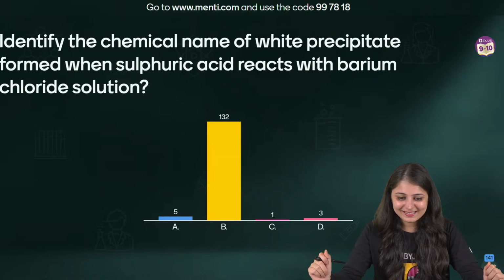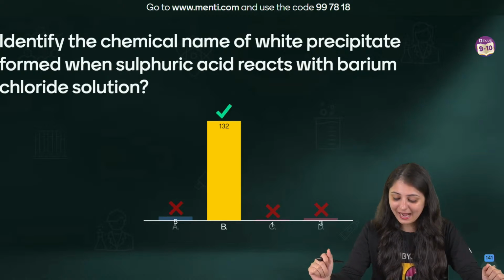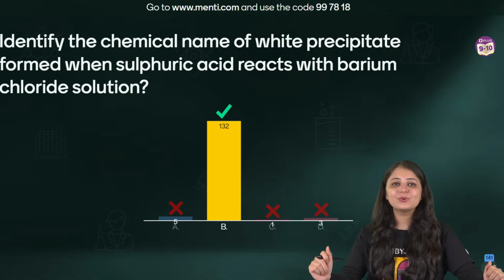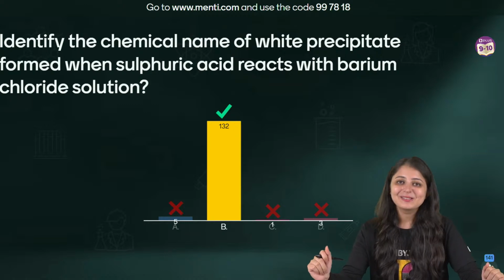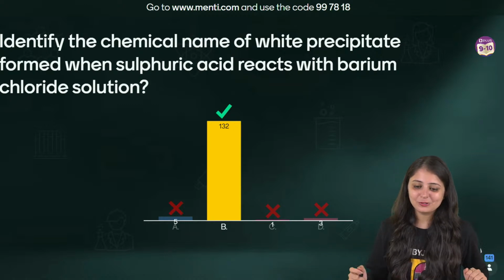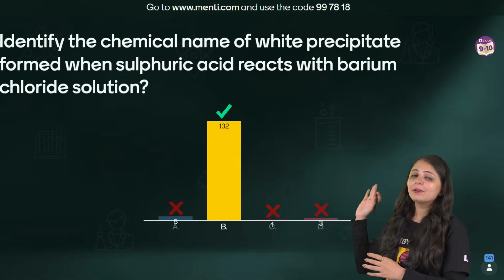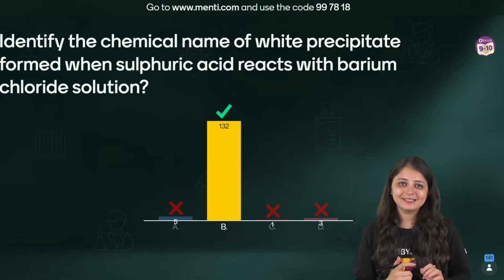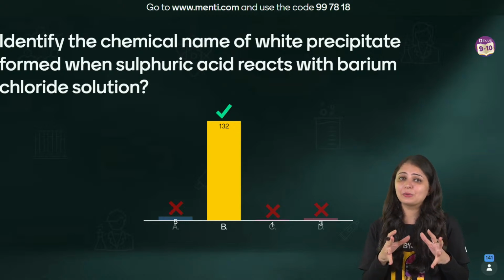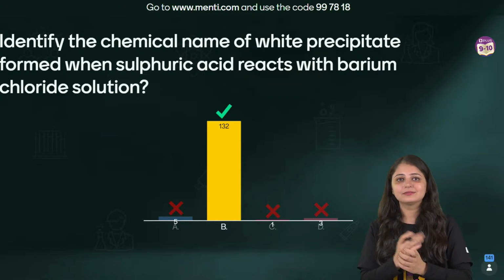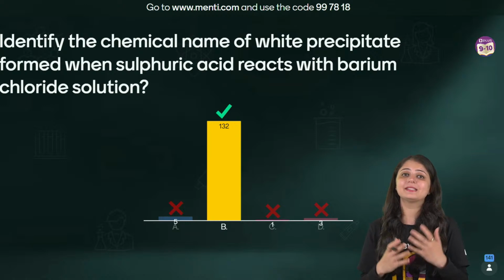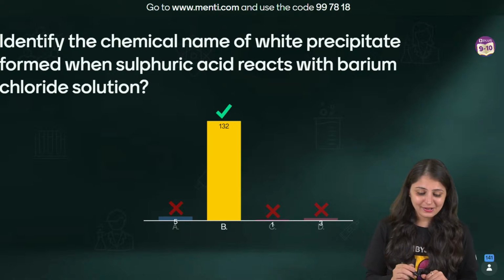The correct answer is option B, and 132 of you got the answer right. So well done. Option B is the correct answer. That is barium sulfate, white precipitate. एक बार खुद सोचो बाकी options में कोई precipitate था. Even if you didn't know the color, you could still figure that out. Precipitate means the insoluble residue that is being formed.